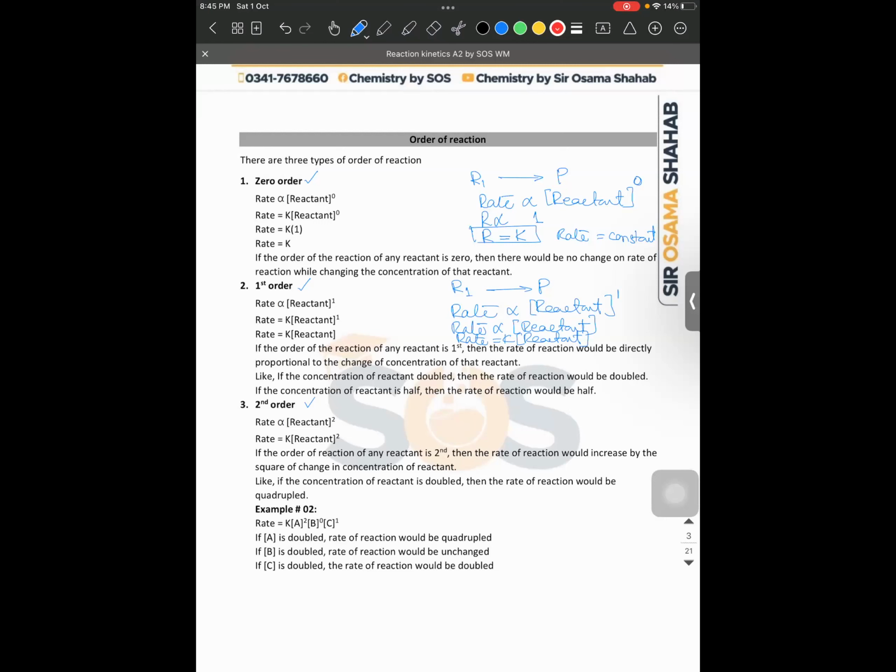For example, if I double this reactant, then the rate of the reaction will be double, right? If I triple this, then the rate of reaction will be triple. If I just halve this, the rate of reaction will be half. Okay children, as much as I keep changing this, the rate will be affected accordingly, whatever the value of rate.